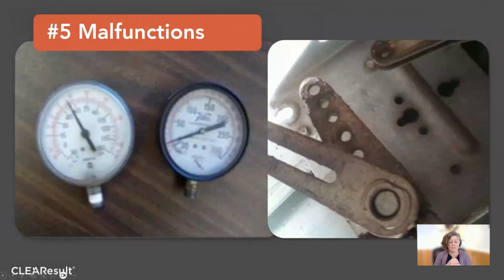Number 5, it may be number 5 on my list, but it could be number 1 at your facility, is malfunctions. When I'm walking through facilities, I see this all the time, especially in facilities that have harsh environments. Take a look at these pressure gauges and think to yourself, what is wrong with this picture? Okay, I'll tell you. They're not hooked up to anything, and they're reading pressure that doesn't exist. So the pressure should be at 0 in this case. Clearly, it is not. So these pressure gauges aren't working.